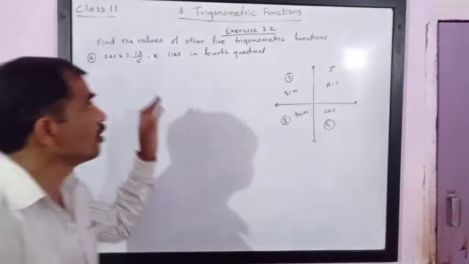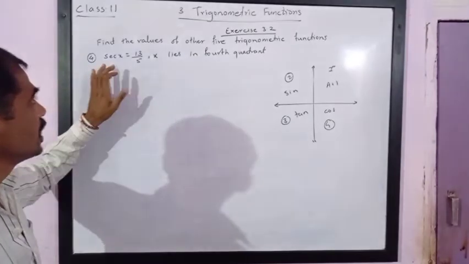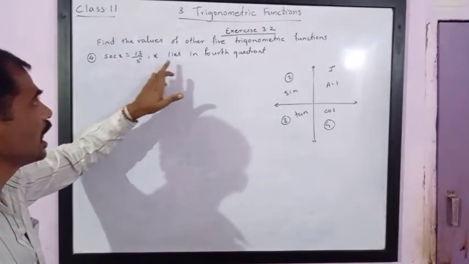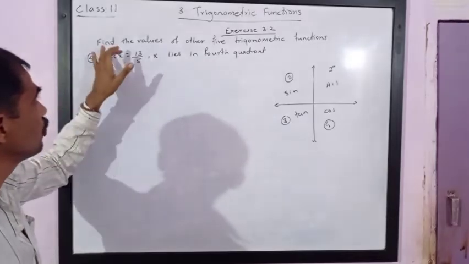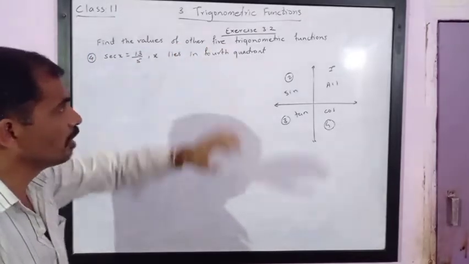Dear friends, let us solve the fourth example. sec x is equal to 13 upon 5. x lies in the fourth quadrant. We are asked to find the values of the other 5 trigonometric functions.